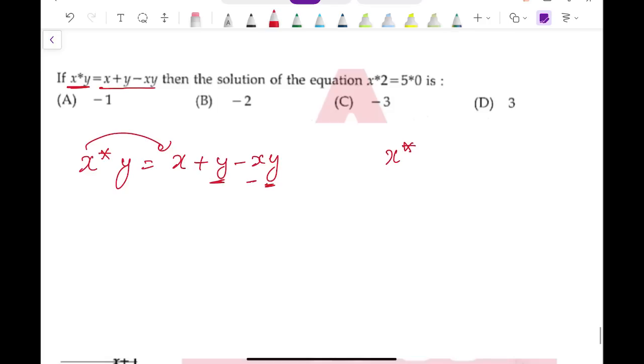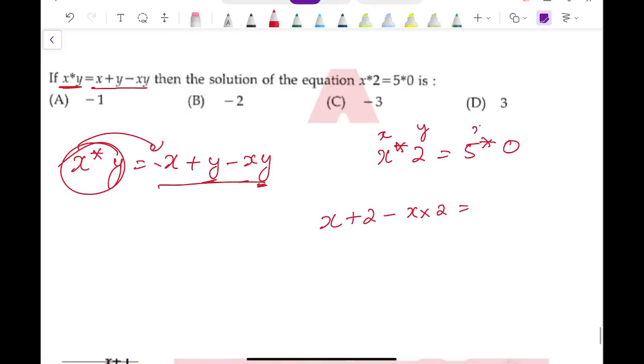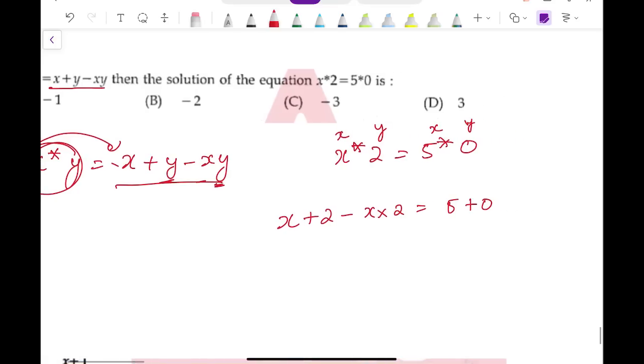x star 2 is equal to 5 star 0. So I'll just put this one. If there's a star, then I can use this one, right? So this is x and this one is y. So x plus y, which is 2, right? Minus x into y equal to, this is x and this one is y. x plus y minus x into y. So x plus 2 minus twice of x is equal to 5.